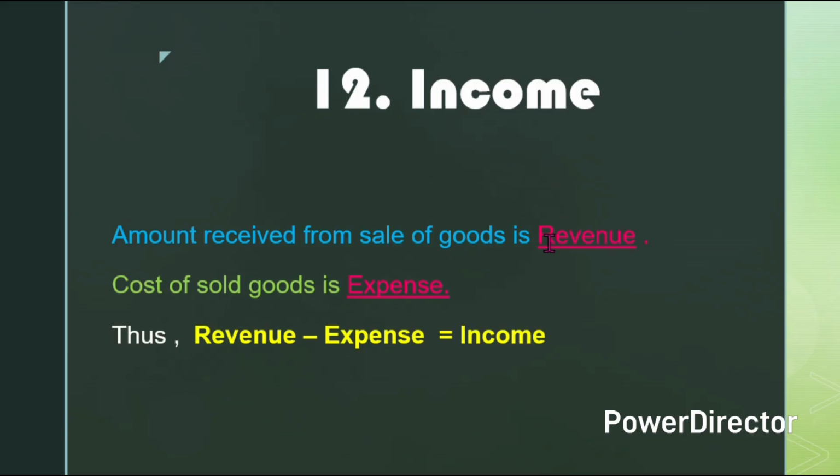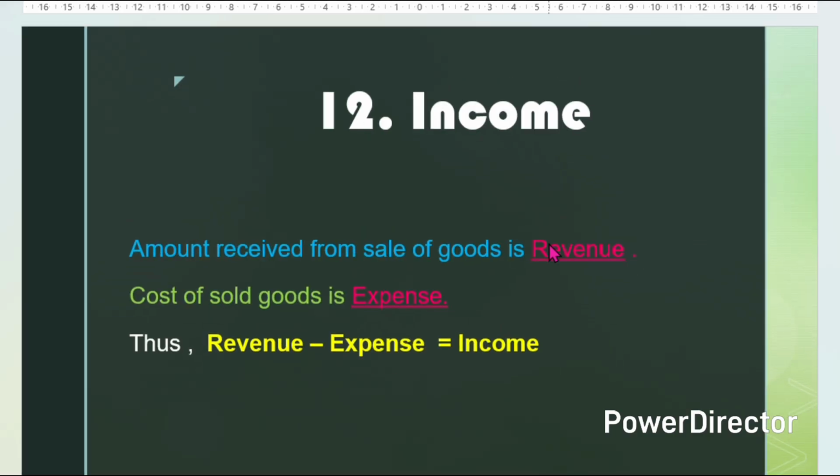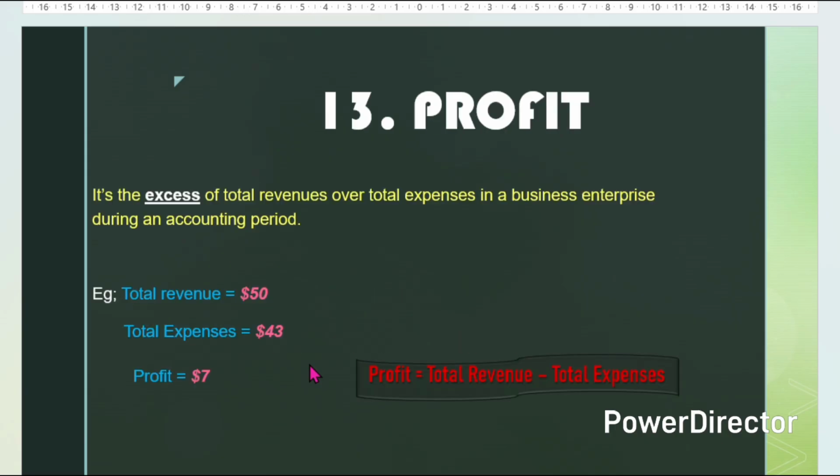Next we have income. So what is income? It's the amount left after subtracting expenses from revenue. So let's break it down. What is revenue? Amount received from sale of goods, and expenses are the cost of goods sold or of selling those goods. So therefore the formula will be income equals revenue minus expenses.